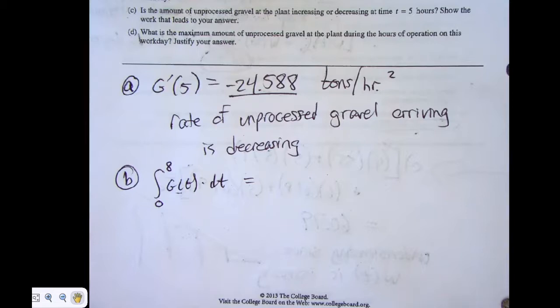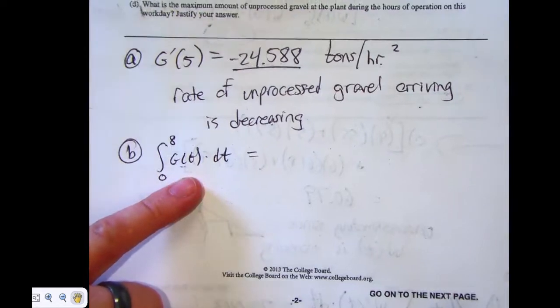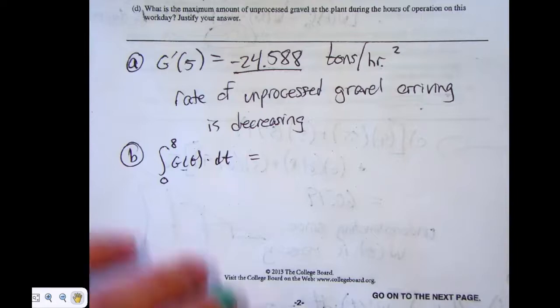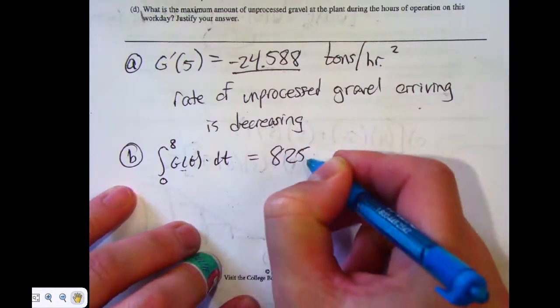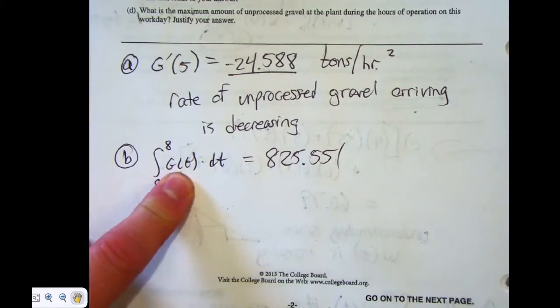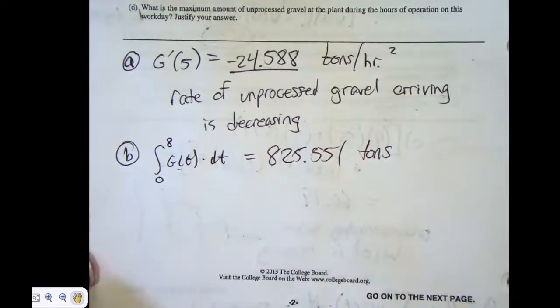Part B, do we understand why we're doing this? Why we're integrating? I'm not there yet. Okay. So you gotta figure out how much is going in. So what's the integral of a rate? An amount. So if you type that in, you should get 825.551. G of T has what label? Tons per hour. So when I integrate that, what's the label? Tons. Okay.